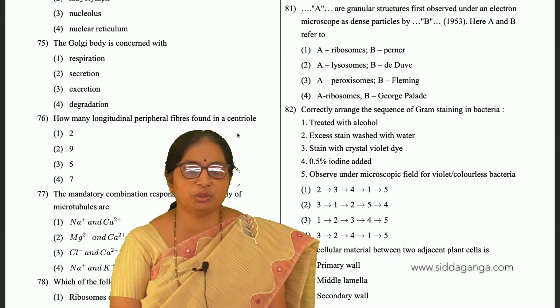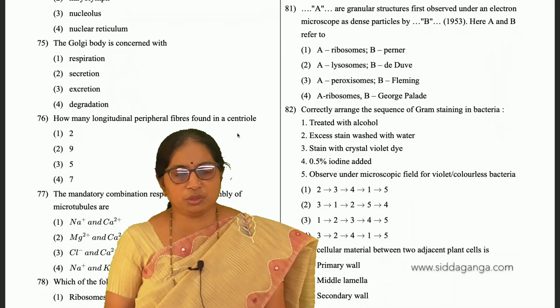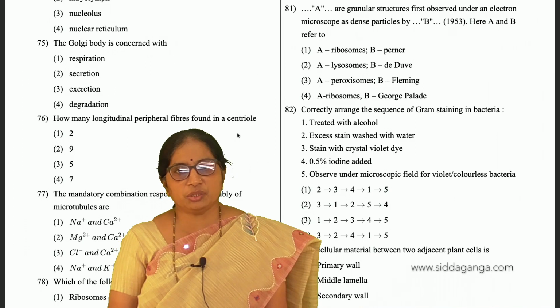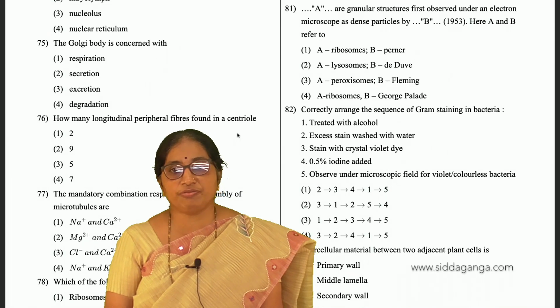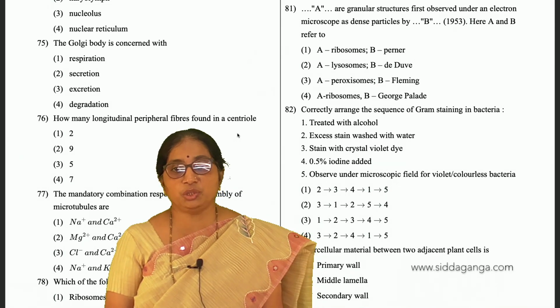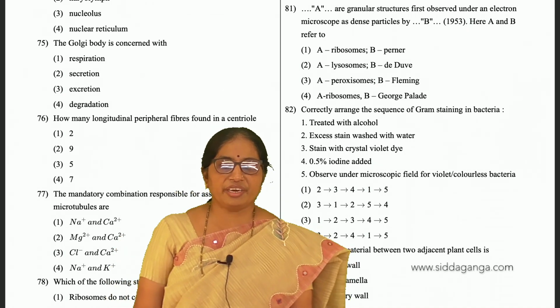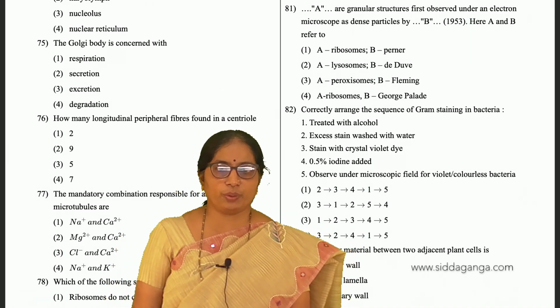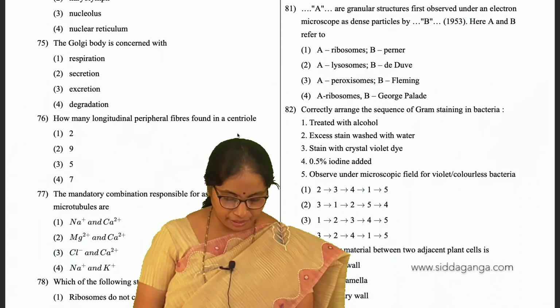It should be ribosomes because lysosomes are vesicle-like structures, peroxisomes also. A is ribosomes, and if A is ribosomes, ribosomes were first discovered by George Palade in the year 1953. So the right option is option 4. A ribosomes and B George Palade is the right answer.